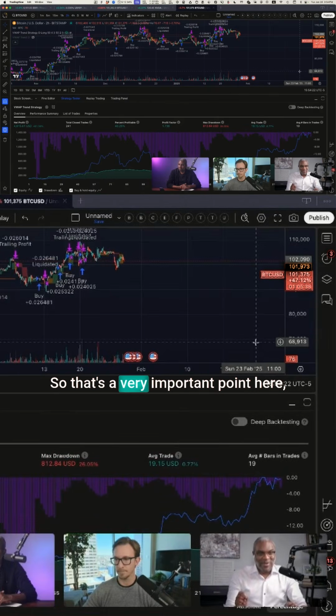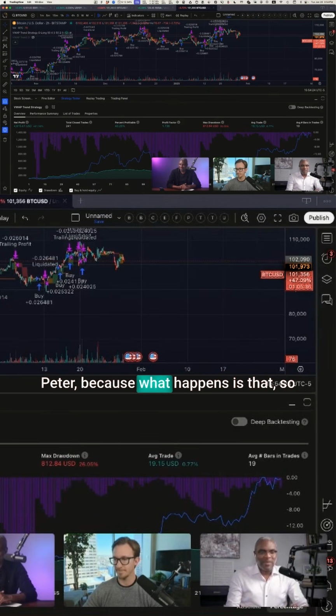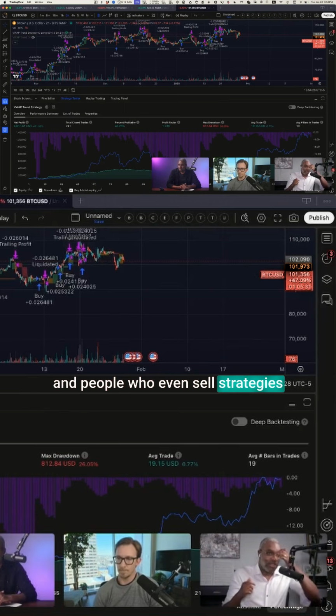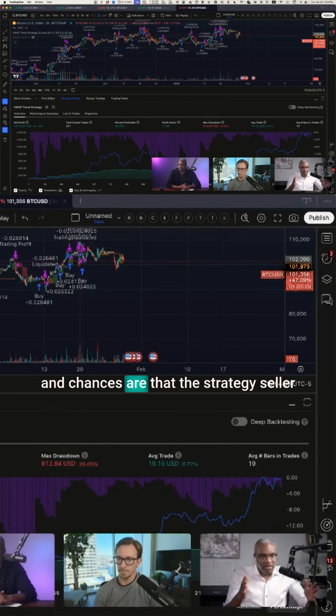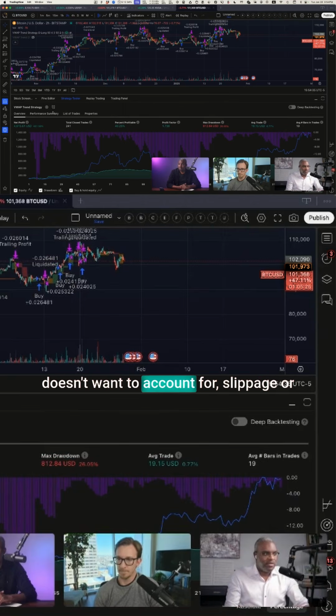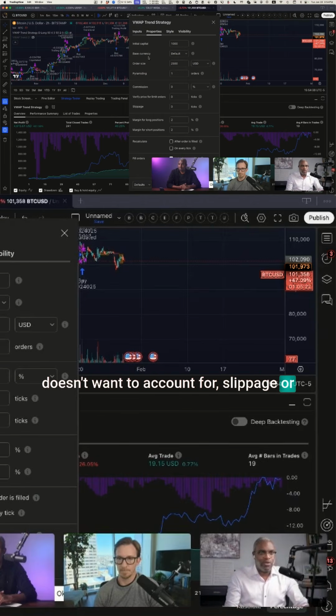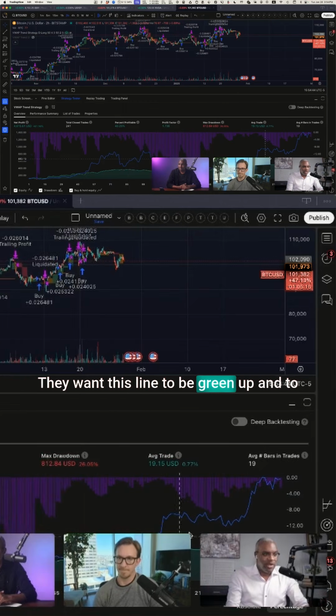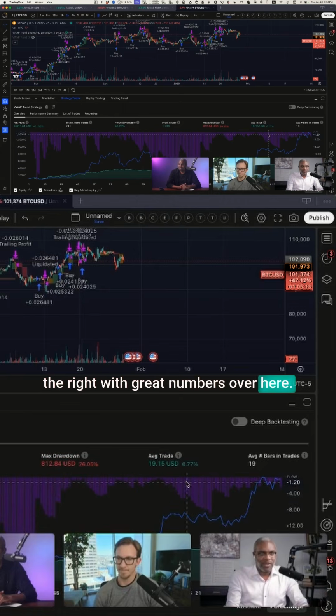So that's a very important point here, Peter, because what happens is that you have people who are strategy builders and people who even sell strategies. And chances are that the strategy seller doesn't want to account for slippage or commissions or anything like that because it's harder to make a strategy work that way. They want this line to be green, up and to the right, with great numbers over here. And on purpose, they don't include that?